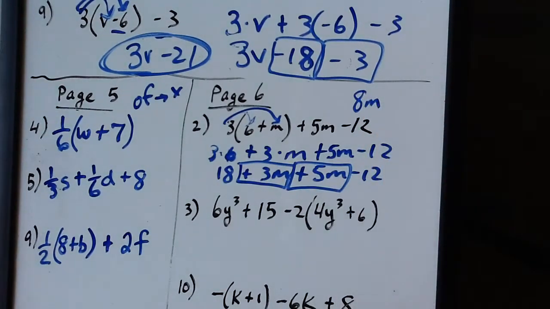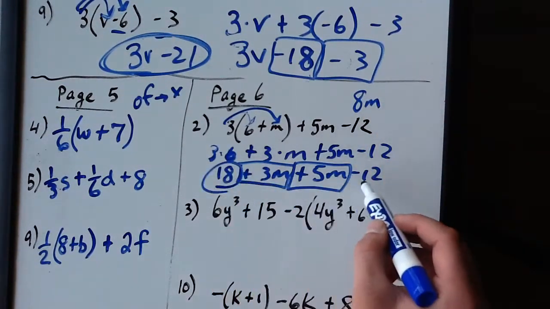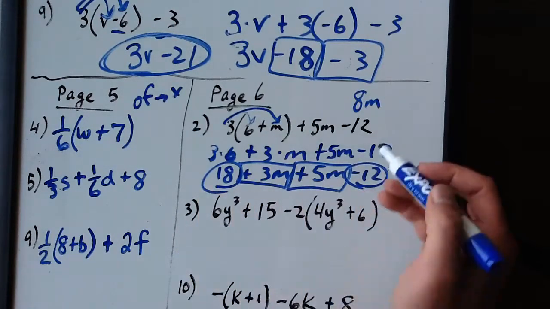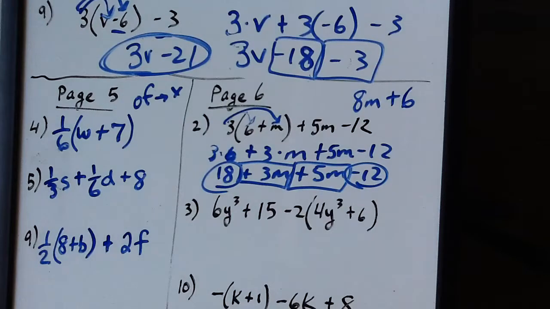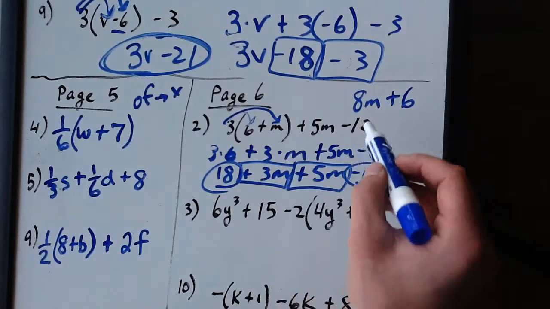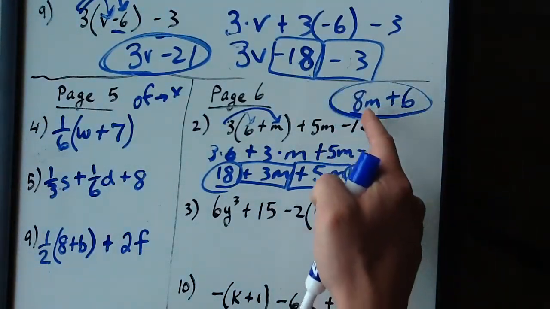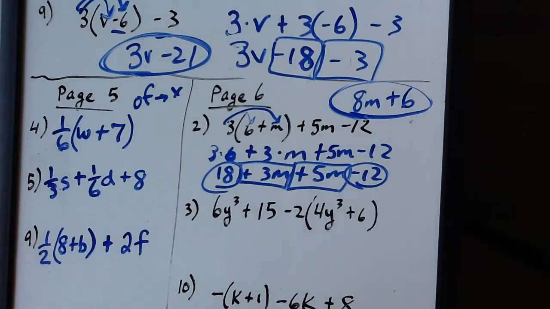Now I add my constants. I have 18 and negative 12, or 18 minus 12, which is 6. So I'm going to put plus 6 because it's a positive 6. And that would be my simplified expression. Remember, you can't add those because those are unlike terms.